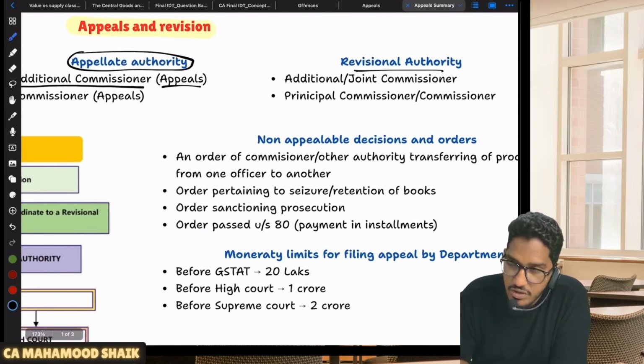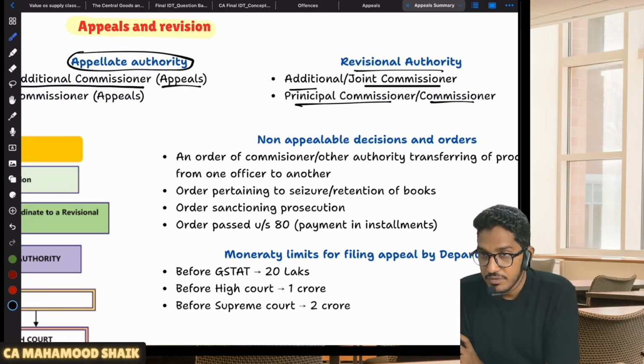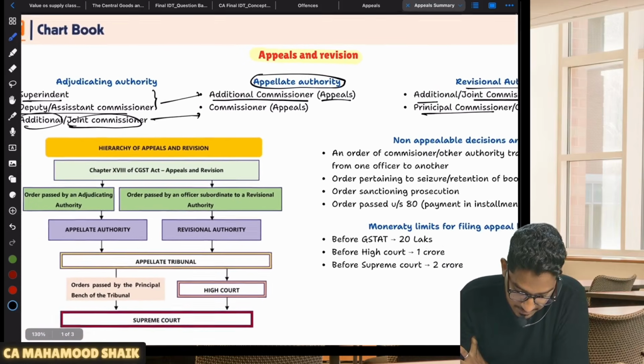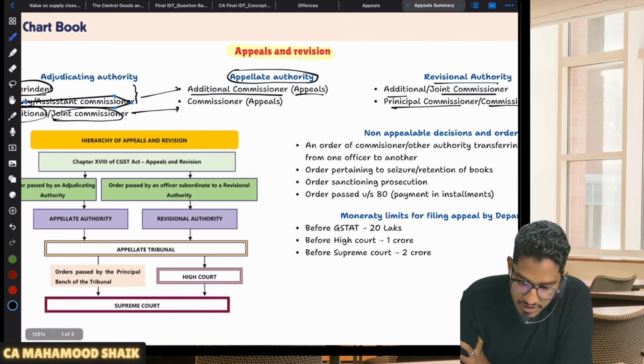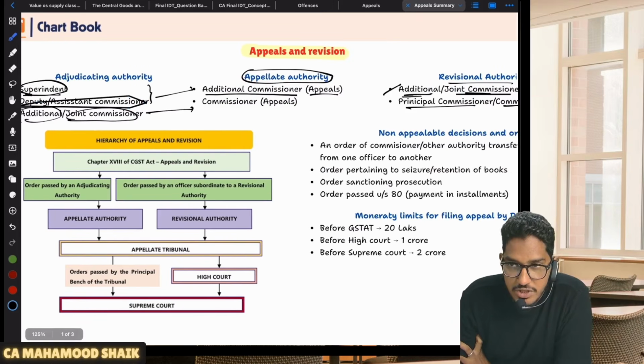Sir, who is revisional authority? Additional or joint commissioner, principal commissioner or commissioner. They can take up the review, not of the same jurisdiction, another jurisdiction. So what they will try to say here is, if the main adjudicating order is passed by superintendent or deputy or assistant commissioner, those adjudicating orders can be taken up for review by additional or joint commissioner.